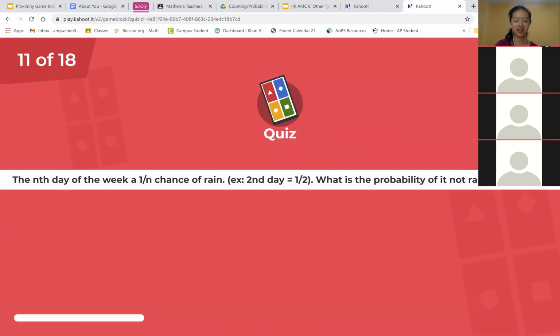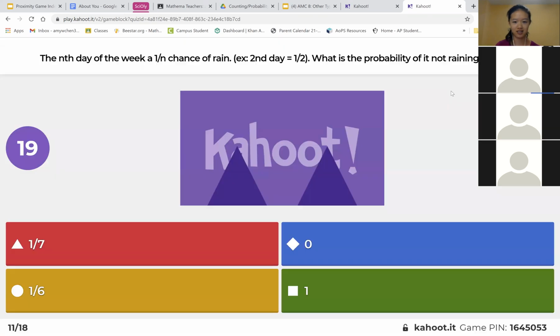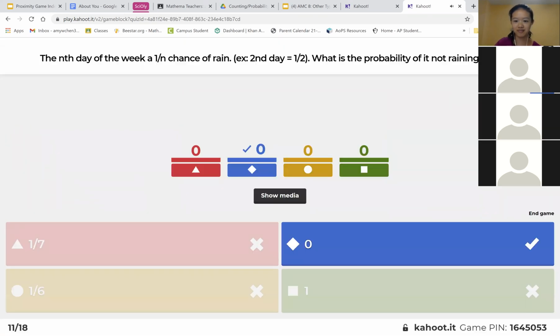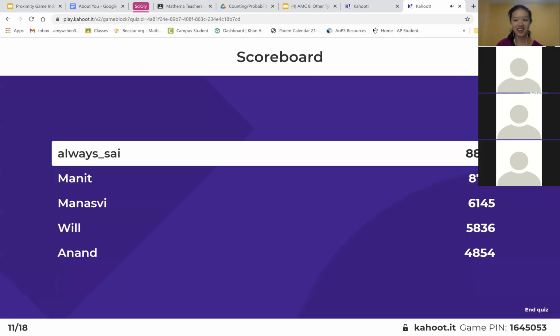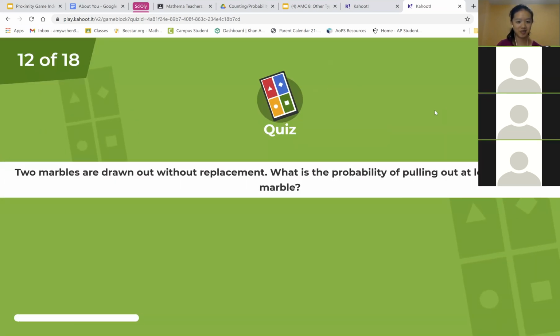Okay. Oh, okay, I hate this question. The nth day of the week has a 1/n chance of rain. What's the probability of it not raining any day? Okay, actually, you know what? Sorry. I don't like that question. I don't know why I put it in. Okay, 2 marbles are drawn out without replacement. What's the probability of pulling out at least 1 blue marble?